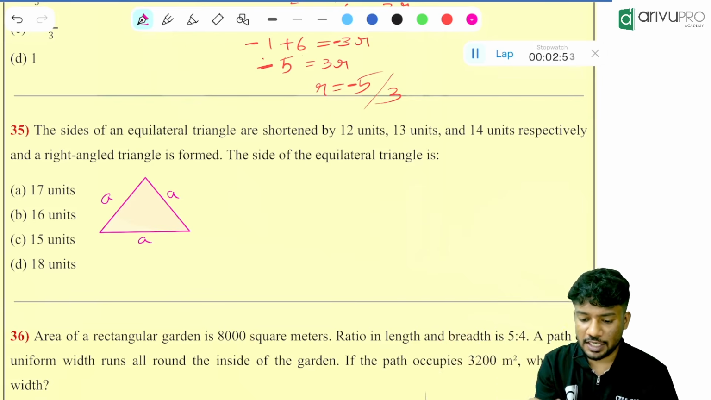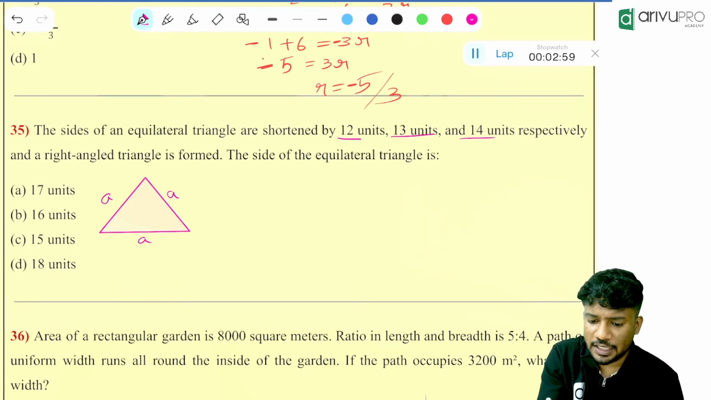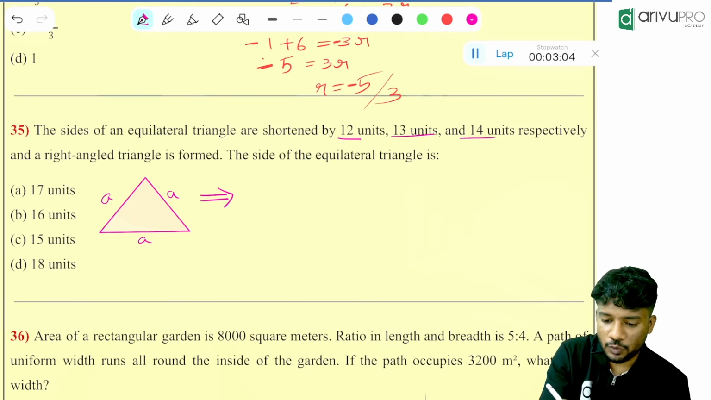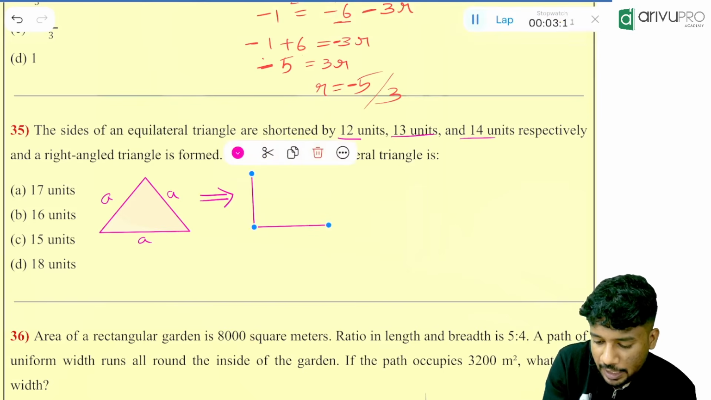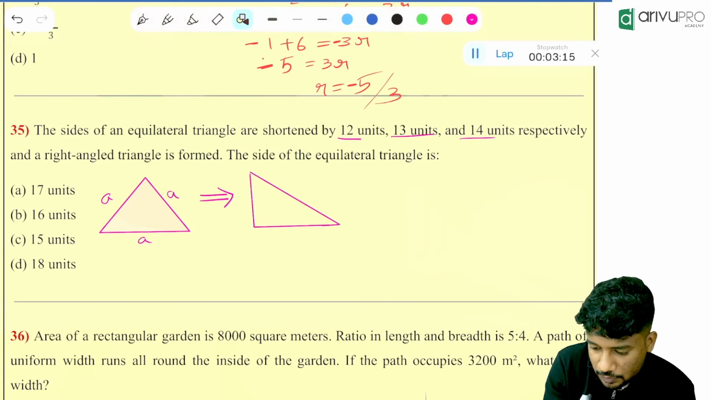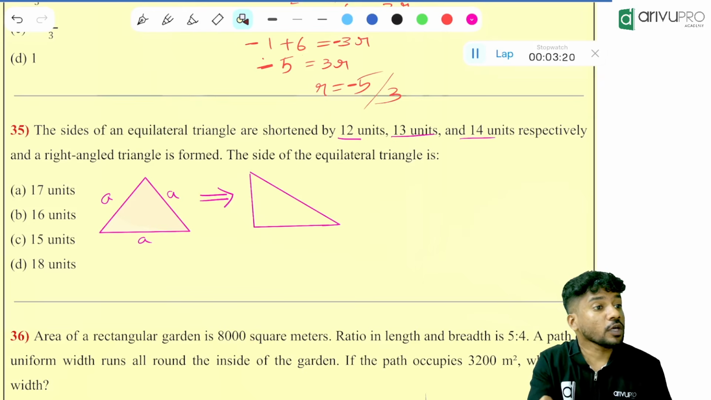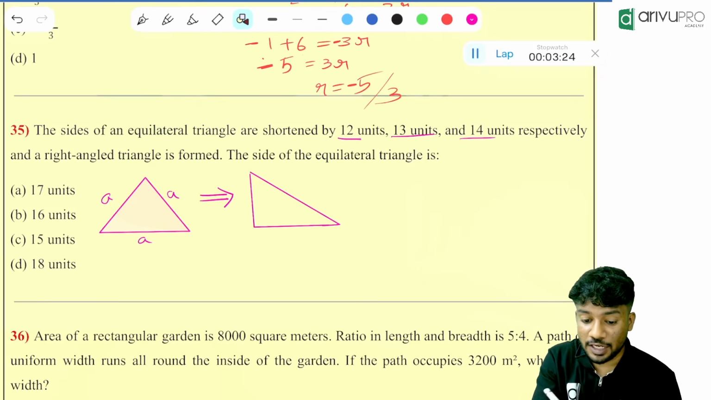So can I say they are telling that when the sides are shortened by 12 units, 13 units, 14 units respectively, our equilateral triangle transforms into what? Into one right angled triangle. Right angled triangle means what? Okay, this is a right angle triangle. So can anyone tell me what is the value of hypotenuse? Hypotenuse is the longest value. Longest value is how much?